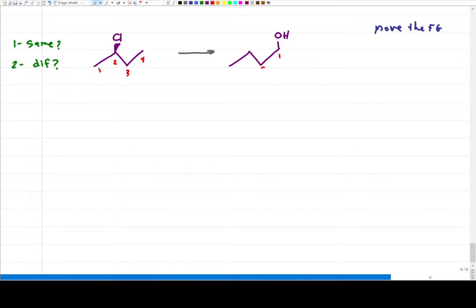So what if I number it this way, and now I just have to move the chlorine from carbon 2 towards alcohol, carbon 1. I'm moving the position of the reactivity 1 carbon over. But how do I do it if the functional group had to do with halogens? How do I do it with alcohols? Actually, the same exact way.